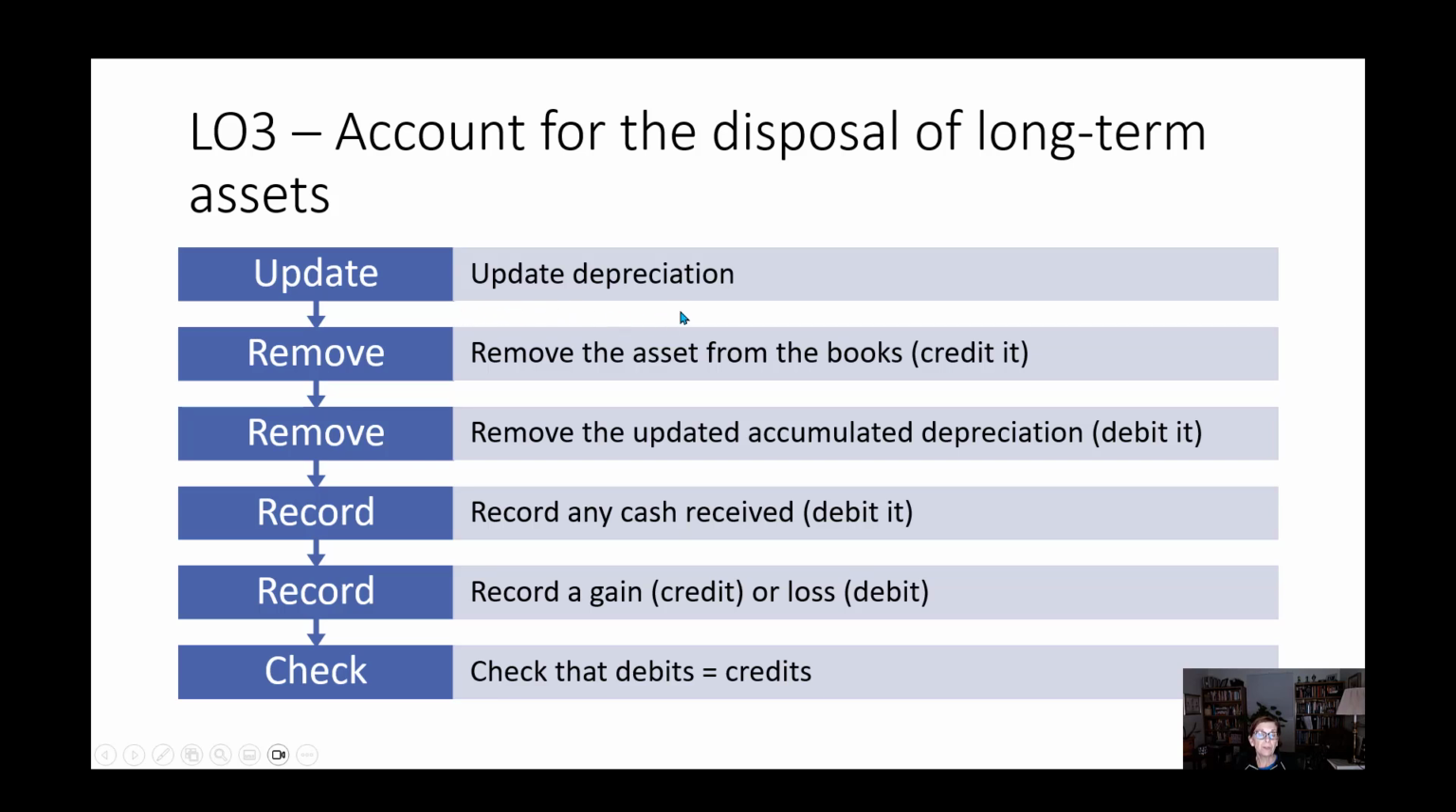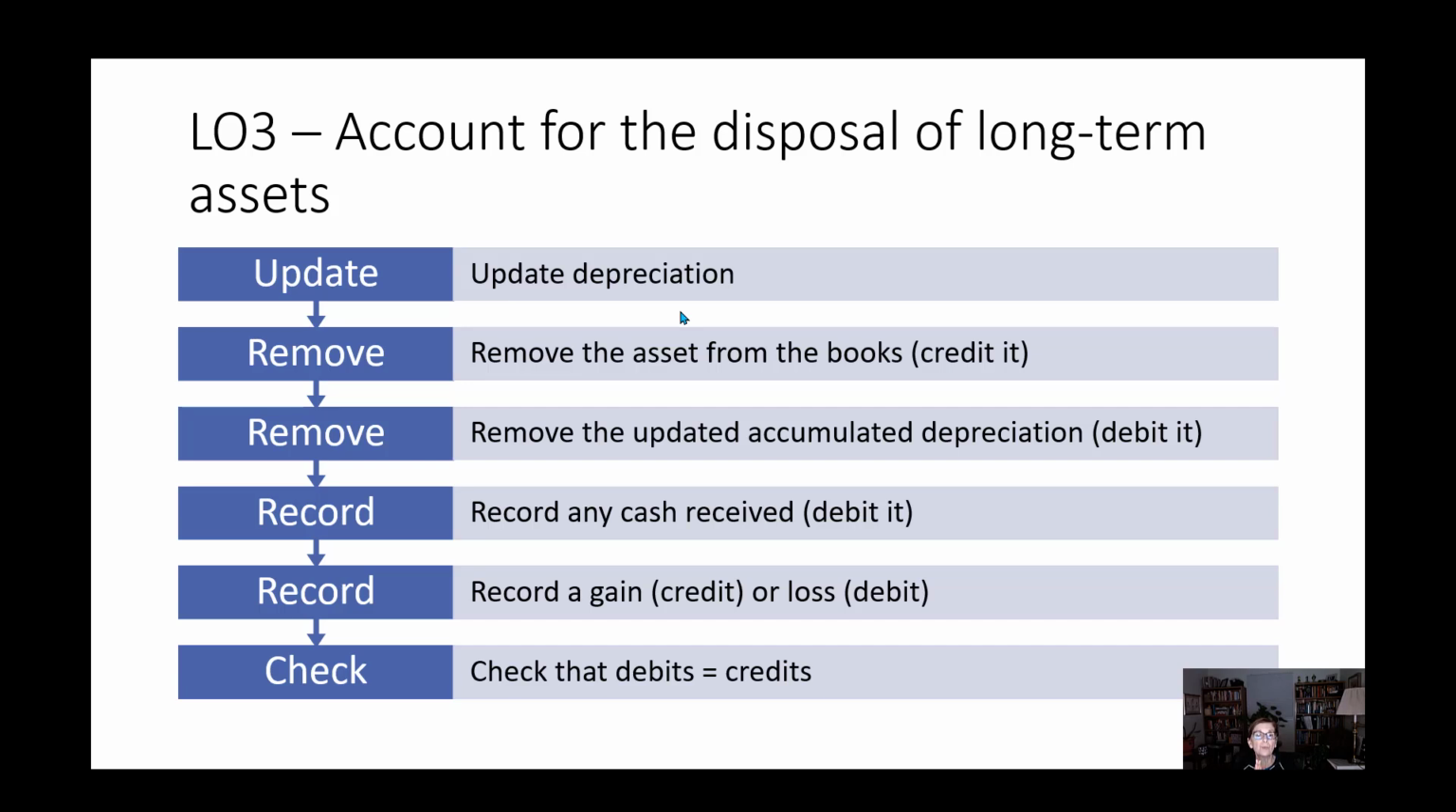So generally speaking, depreciation is recorded at the end of a period. So let's say you have a calendar year and you depreciate till the end of the year. It's December 31st, right? You depreciate to December 31st. Let's say the next year you sell your asset on March 31st. So you have to record your depreciation for January, February, and March and update it.